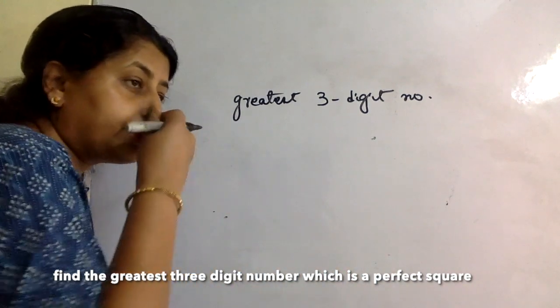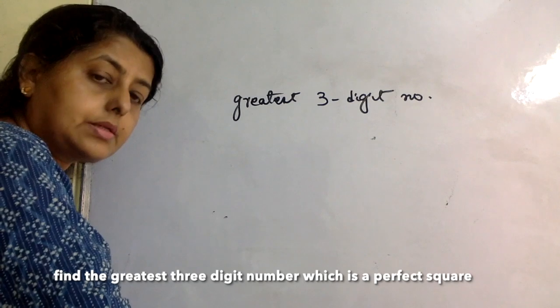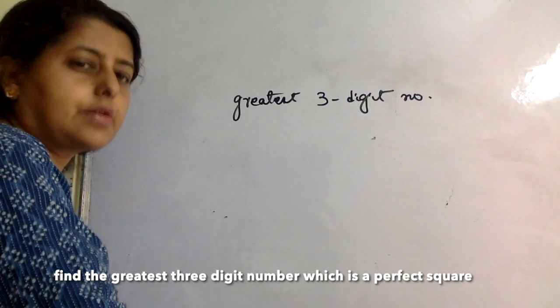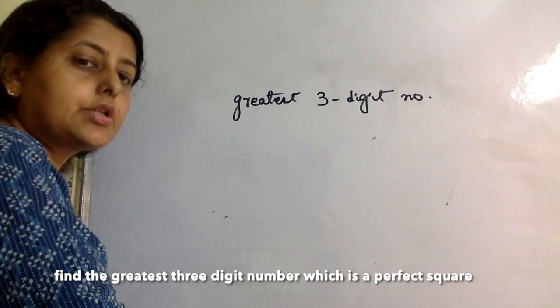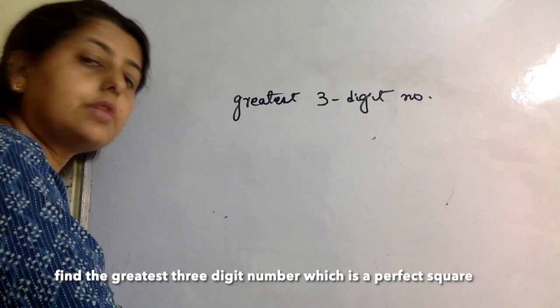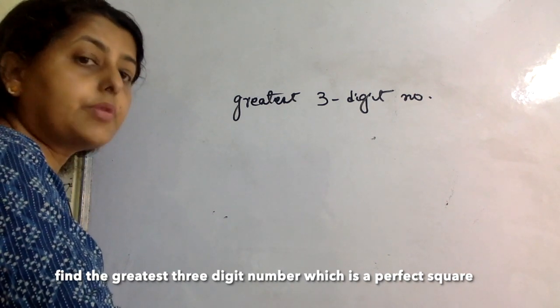Like the biggest 2-digit number which is a perfect square is 81, isn't it? Because 9 into 9 is 81. After that, if we do 10 into 10, it becomes 100, so we reach a 3-digit number. So 81 is the greatest 2-digit perfect square. Similarly, we are now going to find the greatest 3-digit perfect square.